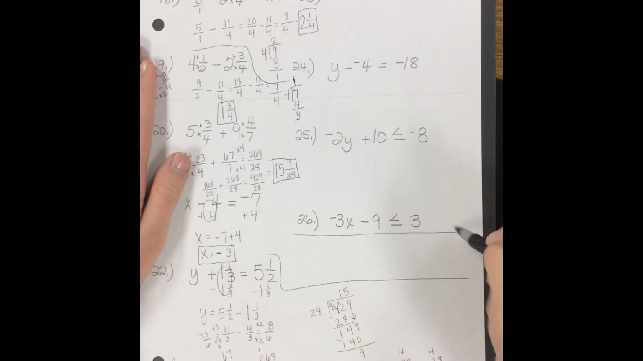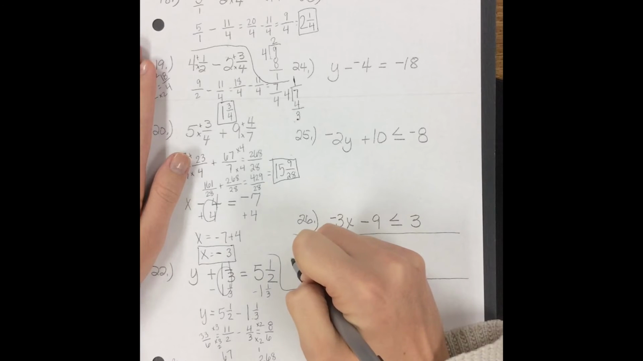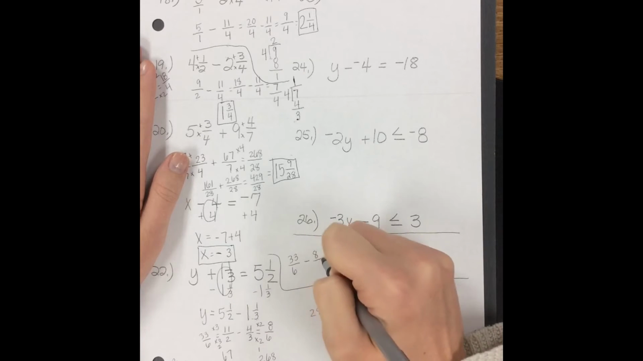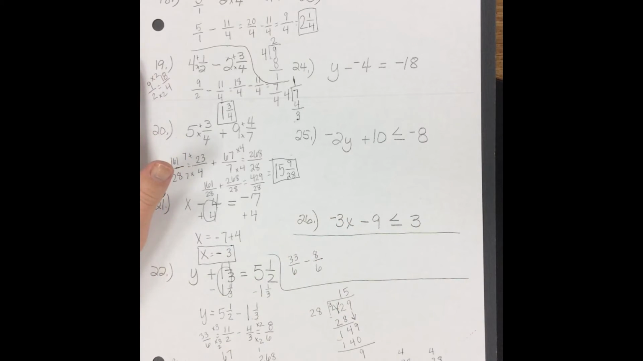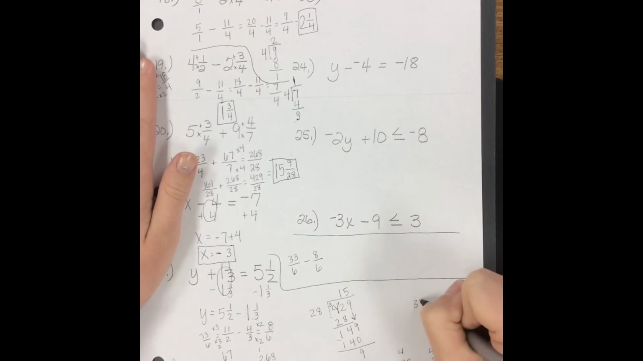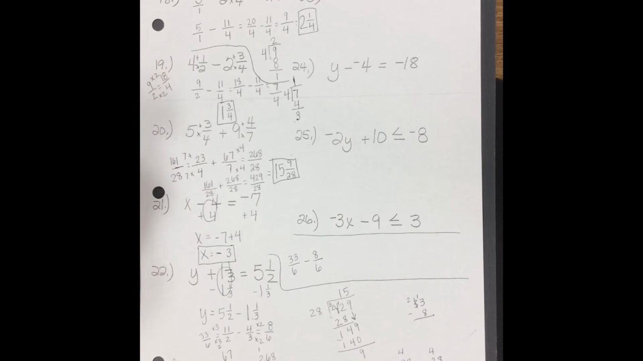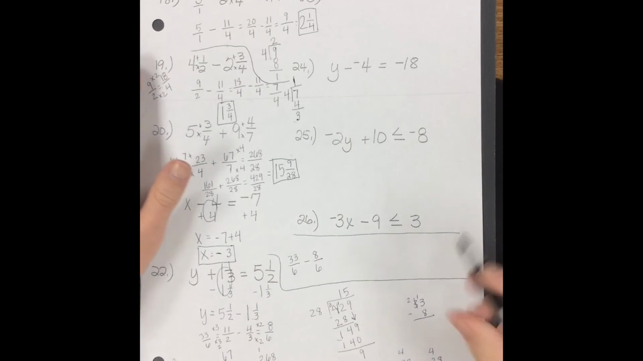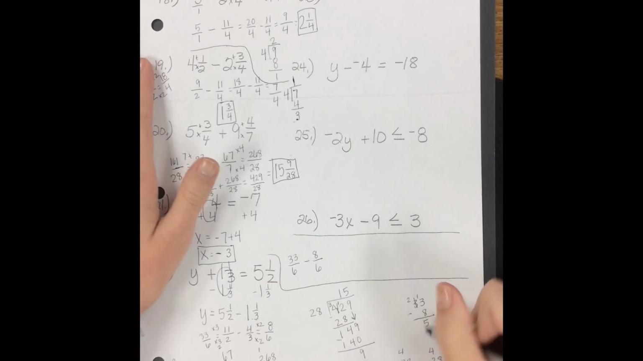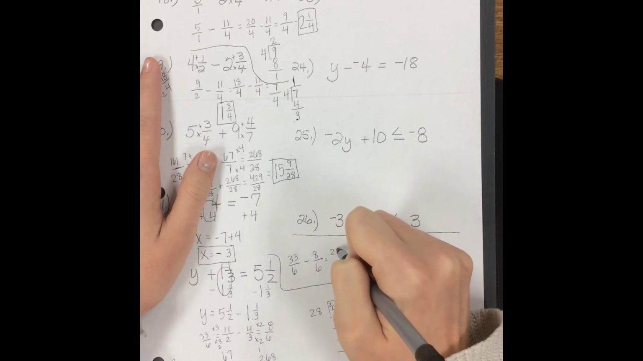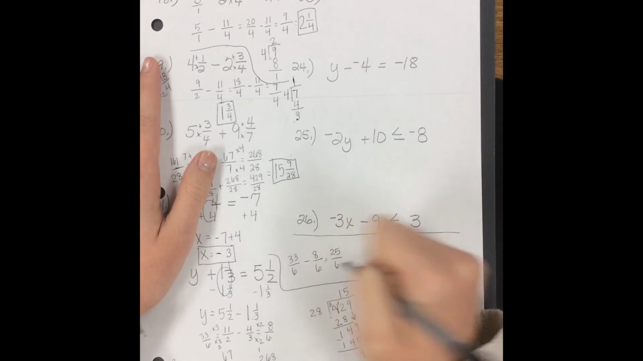I'm going to make a column right here. So this is 33 over 6 minus 8 over 6. Okay, so 33 minus 8, okay, borrow. 13 minus 8 is 5. 2 minus 0 is 2. So this becomes 25 over 6.